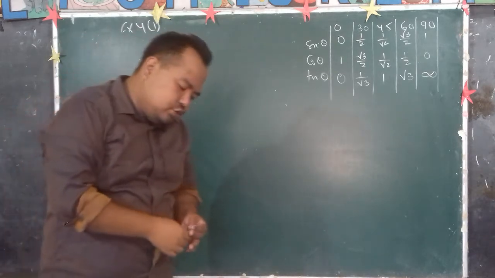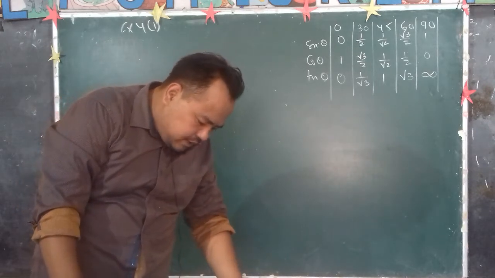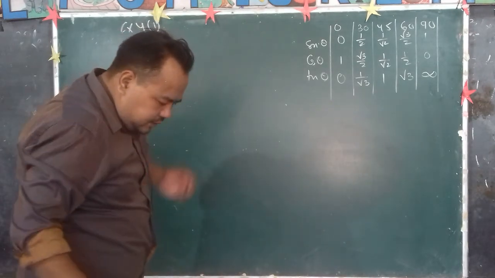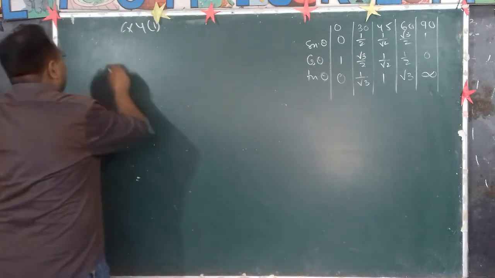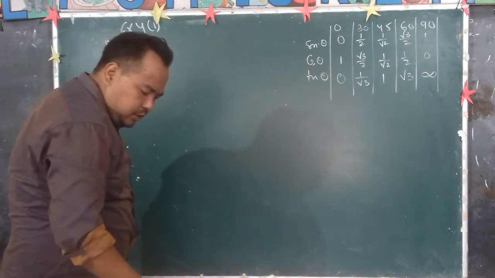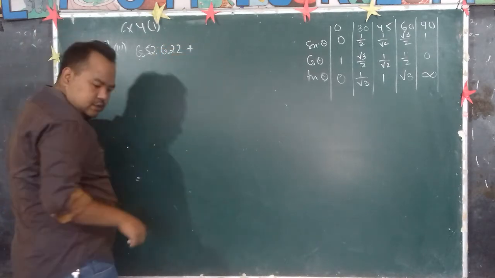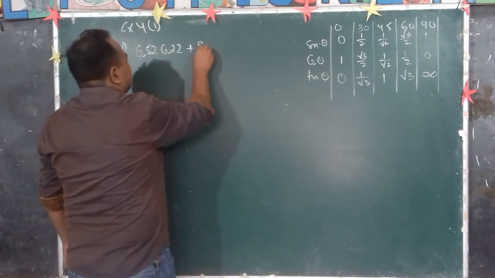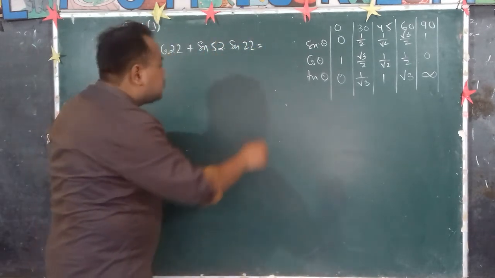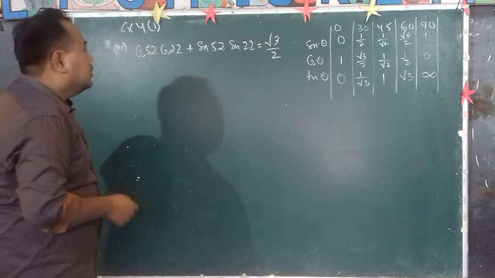Now, I want you all to try the remaining questions from 7, question number 8, question number 9 also. Now look at question number 11. Question number 11, subdivision 3. The question is cos 52 into cos 22 plus sin 52 into sin 22 equal to root 3 by 2. So from question number 11, I'll do one question. The remaining questions you all can do it easily.